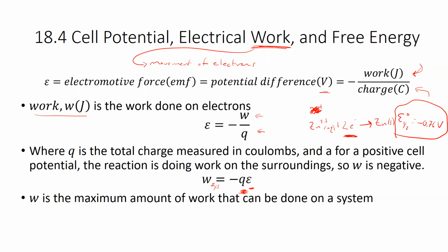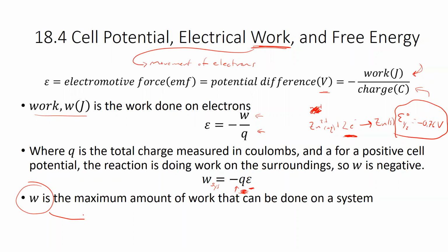If we're doing work on the system, or we're talking about the work associated with the system, the work is going to be the negative of the total charge that you have times the potential of that system. And so what we can think about now is that W, that work, is the maximum amount of work that can be done.